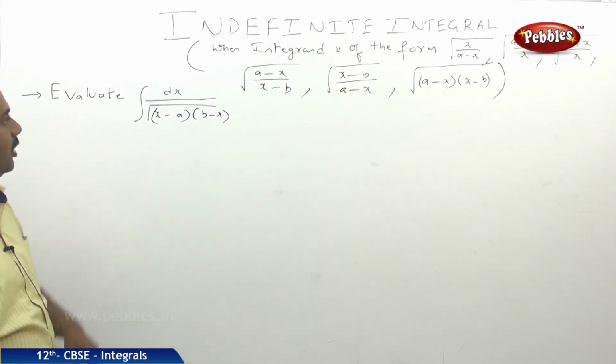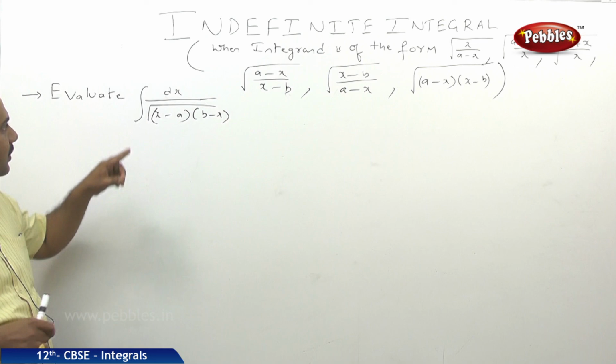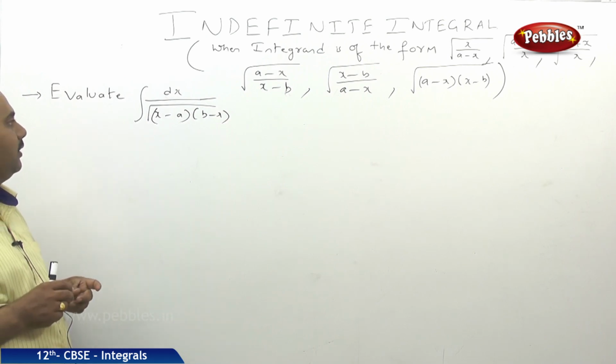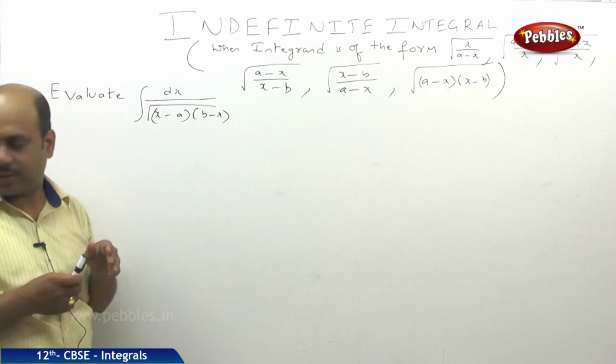And now for this I will be taking a problem. He is asking us to evaluate dx by under root of (x minus a) into (b minus x).